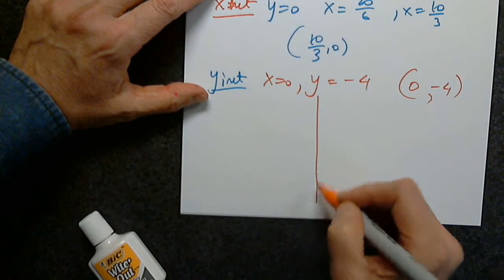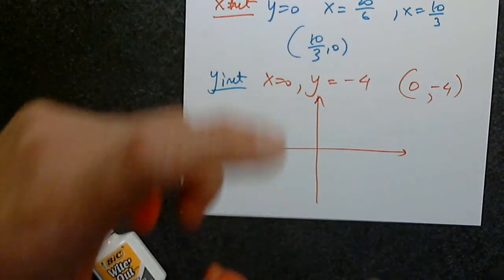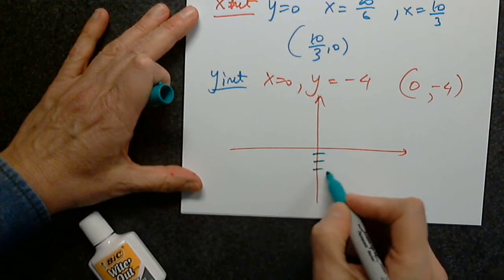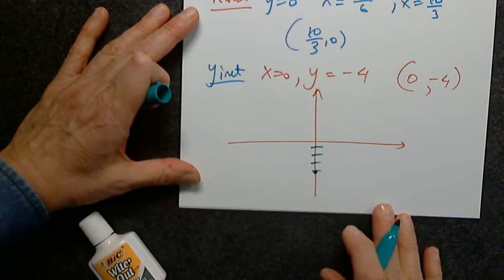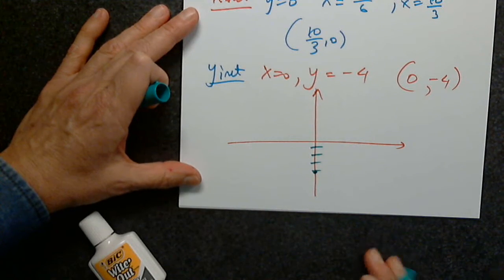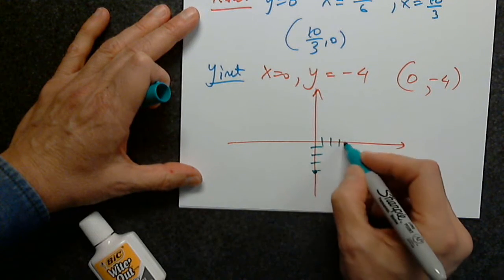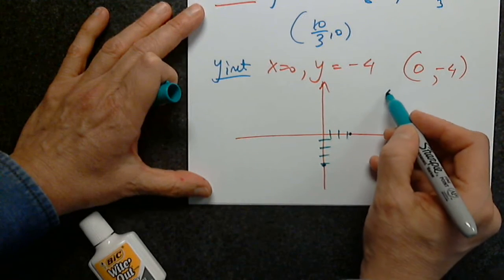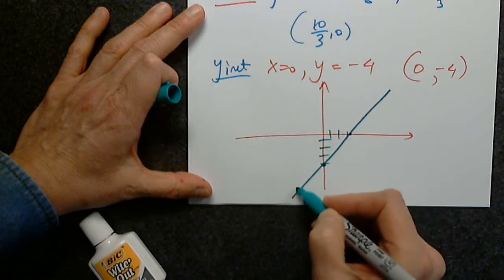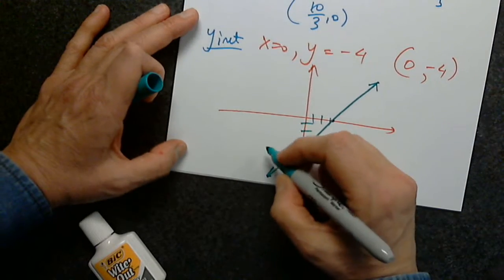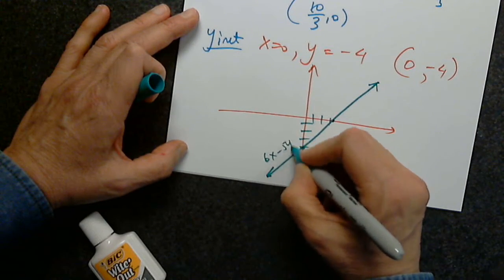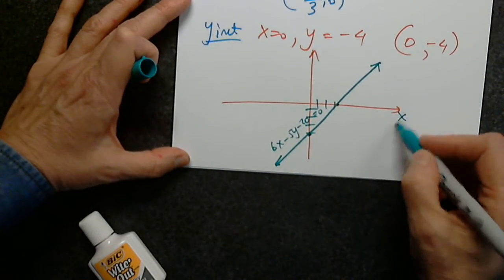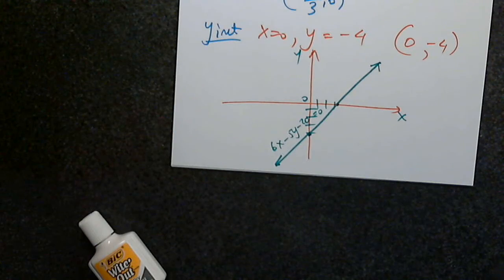All you have to do is just plot those points and extend. So 0, -4. And 10/3 is a little bit more than 3, so I plot 1, 2, 3, and I just plot it here. It's difficult, 10/3 is difficult, right? I write 6x minus 5y minus 20 equals 0 next to the graph, so I don't forget what I graphed.